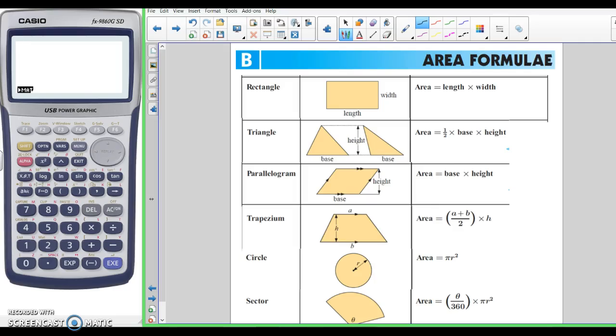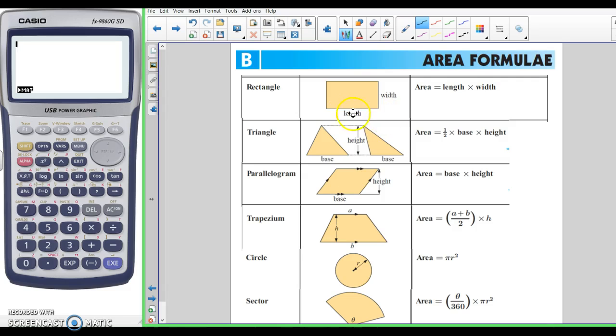We're going to look at area formulas now that we've already gone through the area conversion, so using the units for area. Now we're going to look at actually working out the area of some basic shapes. So I've got a list of some shapes here that we'll probably look at. So you've got a rectangle or a square, you work out using length times width.